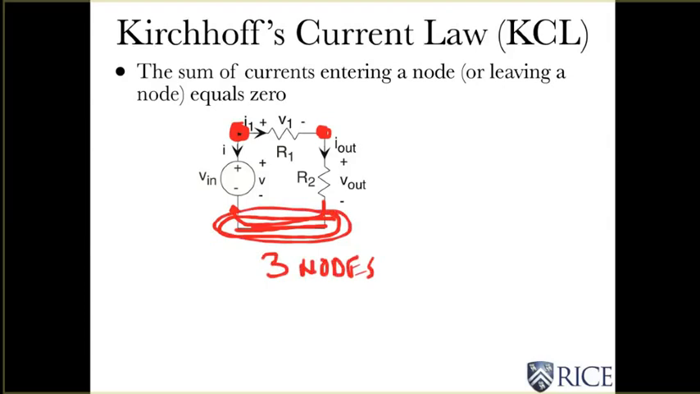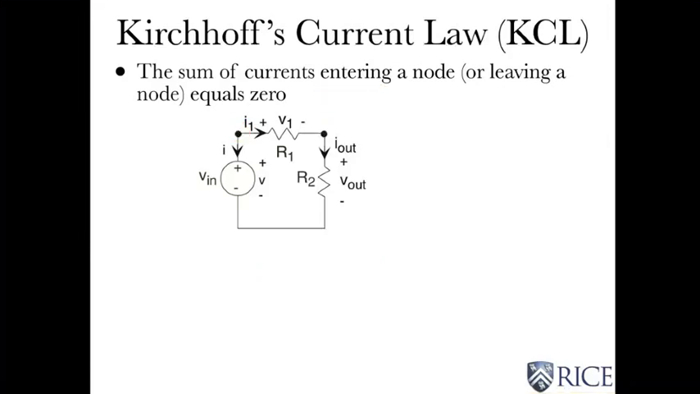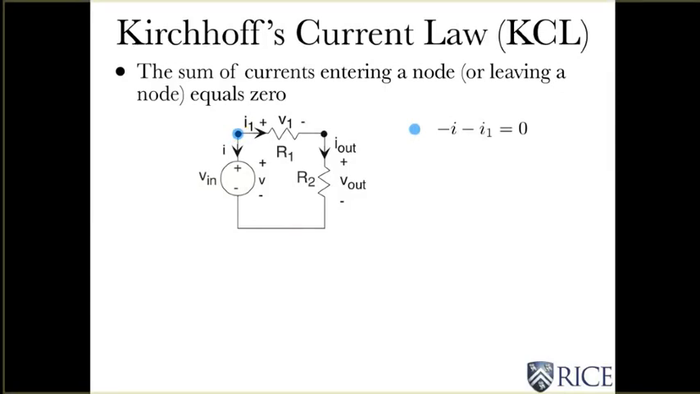And what I'm going to do is I'm going to write KCL for each node, and I'm going to do it in terms of currents entering the node. So let's consider them one at a time. So for the blue node, the current entering from the south, the current going in that way, is minus I, and the current entering from the east is minus I1, right? You just flip the sign to reverse the direction of the current arrows. And so in terms of currents entering a node, minus I minus I1 is 0.